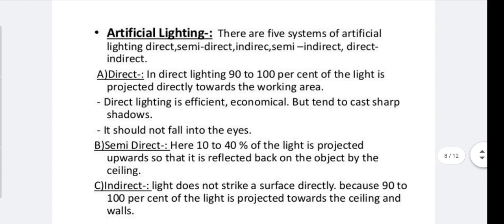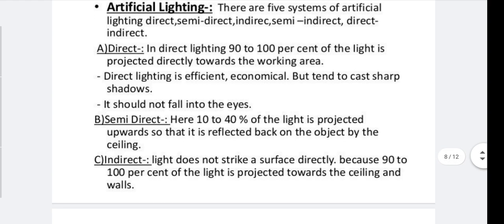Next, what is artificial lighting? There are 5 systems used in artificial lighting. Those are direct, semi-direct, indirect, semi-indirect, and direct-indirect. So what are those? We'll see.